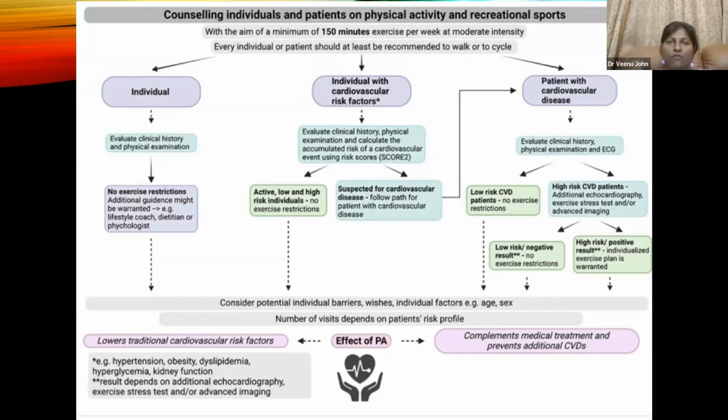So if our full test profile is negative, there is no restriction and they can go ahead with even high intensity activity. If they are showing some high risk features, either on ECG, echo, or in the CT angiogram, any of those, then we can't suggest high intensity activity. We will have to tailor it down depending on what is recommended for them, according to what conditions they have.